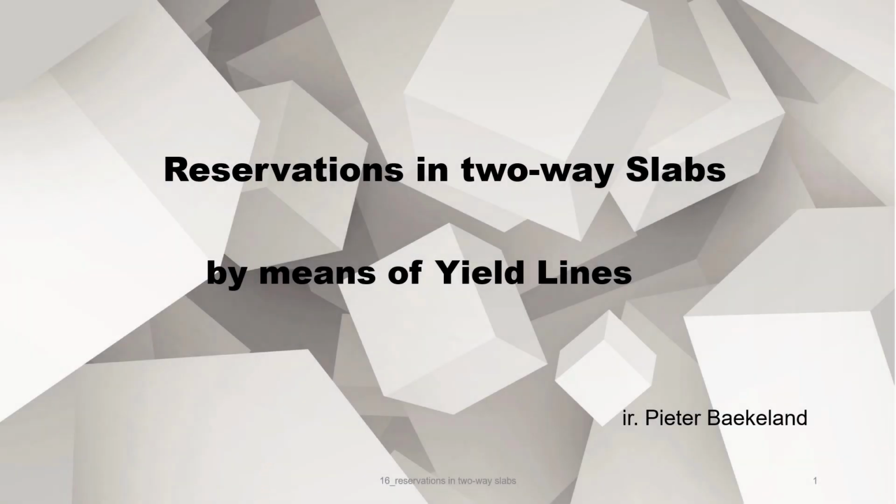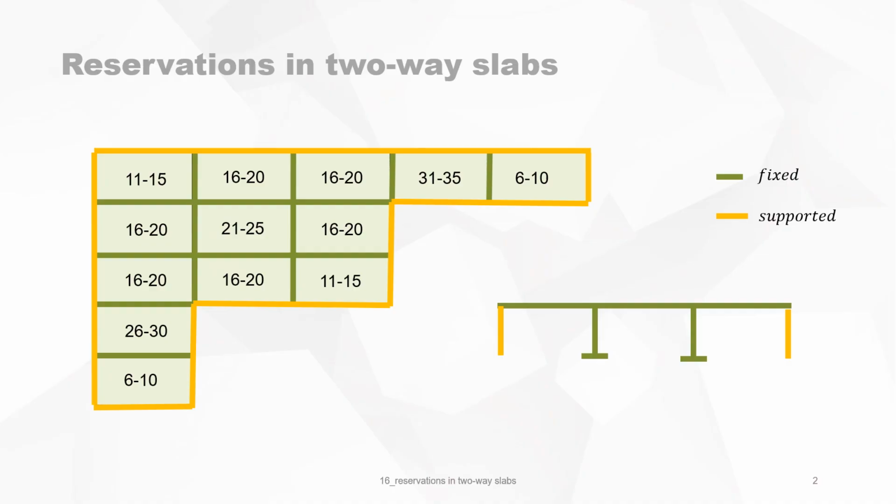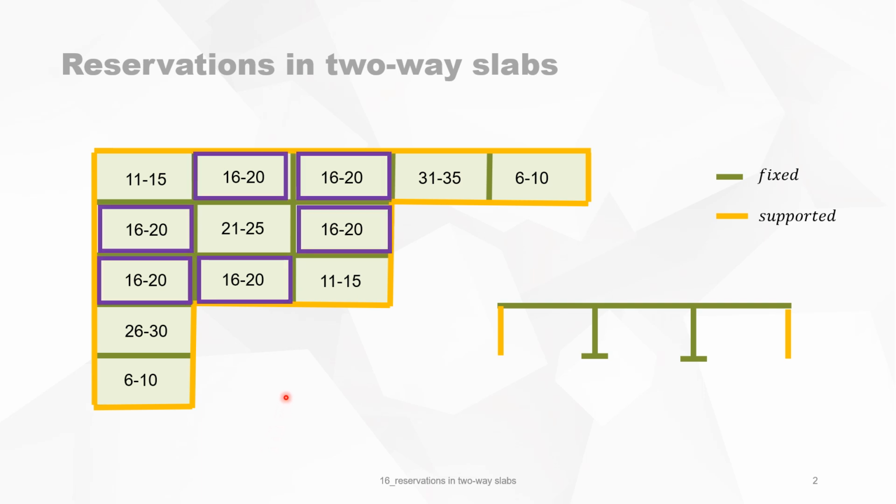Reservations in two-way slabs by means of yield lines. This video will deal with the cases 16 to 20, and it's about a slab which is fixed on three sides and freely supported on one side. The orange part is the freely supported edge, and the green part is where the slab is continuous or where the slab is fixed.